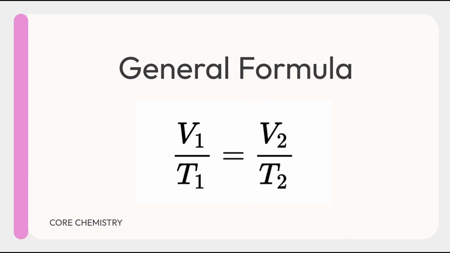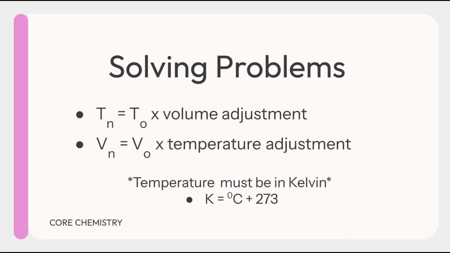The general formula for Charles's law is the initial volume of a gas divided by its initial temperature equals the final volume of the gas divided by its final temperature. When you are solving problems or equations relating to Charles's law, you will need to understand these formulas and keep in mind that when working with temperature, the units always need to be in Kelvin. To better explain these formulas, I'm going to provide an example problem as a visual.